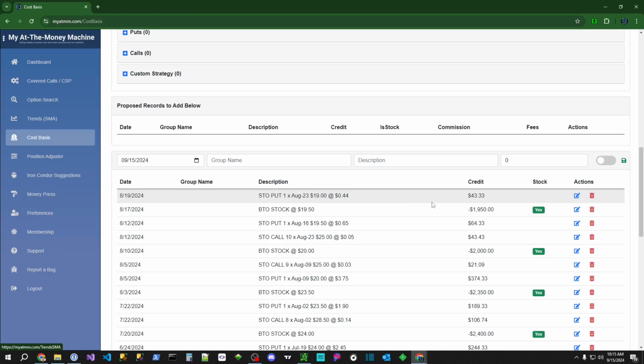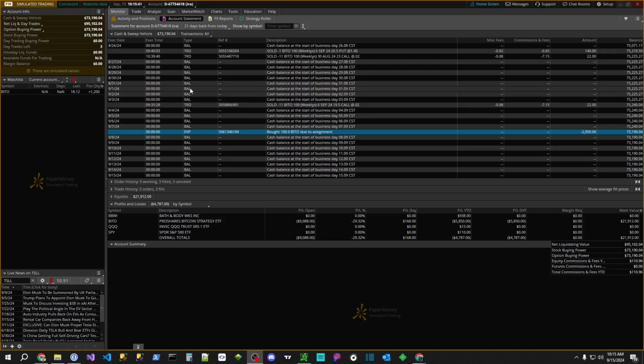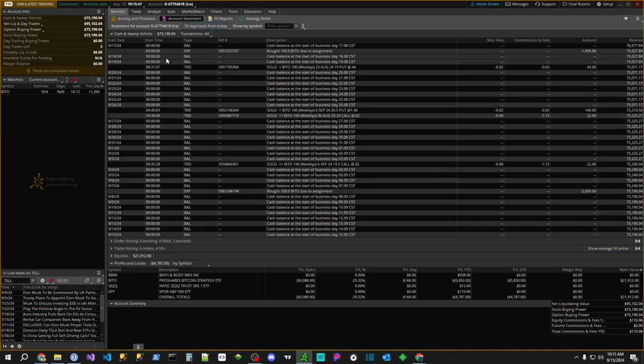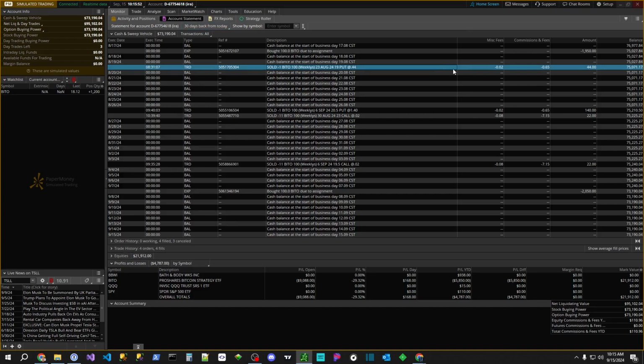All right, so let's jump back over to Thinkorswim and look for August 19th. All right, as you can see, we're still not going back long enough. So it looks like we're gonna have to go back 30 days. All right, here we go. So August 19th, we have a transaction for $44, and that might be the last time because here's August 26th.